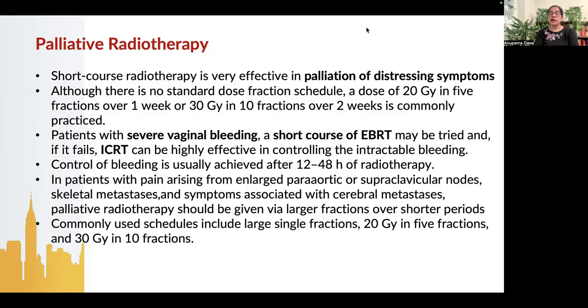In patients with pain arising from enlarged para-aortic or supraclavicular nodes, skeletal metastasis, and symptoms associated with cerebral metastasis, palliative radiotherapy should be given via larger fractions over shorter periods. Commonly used schedules include large single fractions, 20 gray in 5 fractions, and 30 gray in 10 fractions.